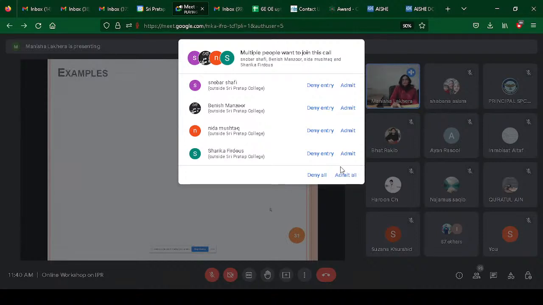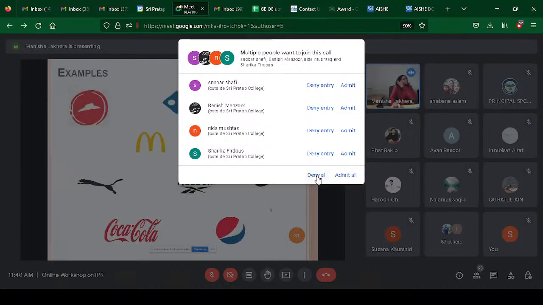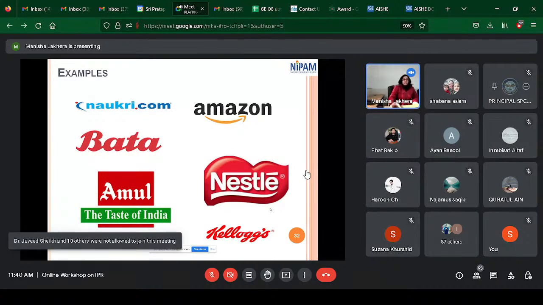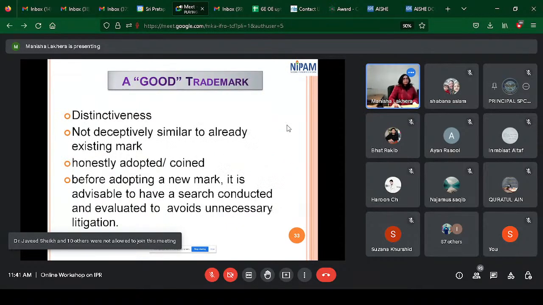So some of the examples of trademarks are Pizza Hut, Domino's, Burger King, Adidas, Reebok, Nike, and Puma, Coca-Cola, Pepsi, Naukri.com, Amazon, Bata, Amul, Nestle, Kellogg's. These all are the famous trademarks.